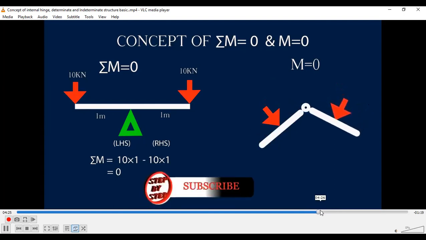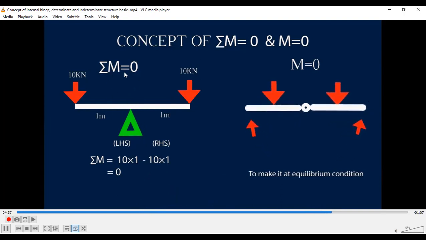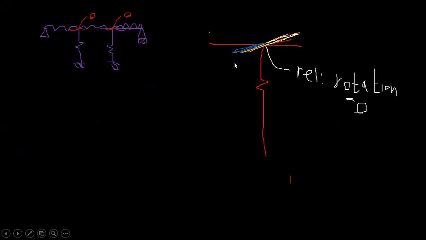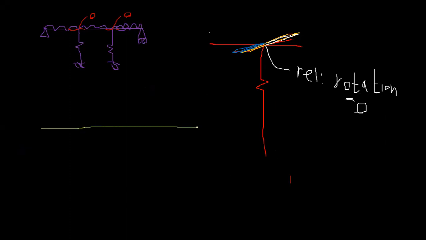So if you have a hinge, the bending moment is zero. How is it allowed to rotate, right? So get the concept: in this kind of continuous support, the relative rotation is zero, but here the bending moment is zero, right? And yes, we are good to go. Like this. Yes, relative rotation is zero, and I can go ahead and mark the primary structure. This is my primary structure.